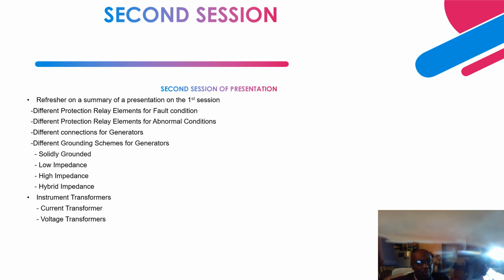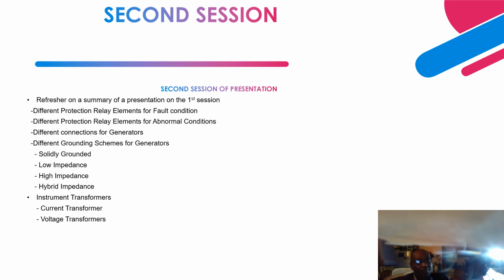And basically, the first thing is we'll give a refresher on what was presented during the first session. During the first session, I discussed the different protection relay elements that we have for fault conditions, and also the different protection relay elements that we have for abnormal conditions with the generator, and their designated device numbers. Like I indicated in the first presentation, protection relay engineers usually use numbers in their conversation. For instance, if a protection relay engineer is talking about 50/51 elements, then they are talking about instantaneous protection and time overcurrent protection.